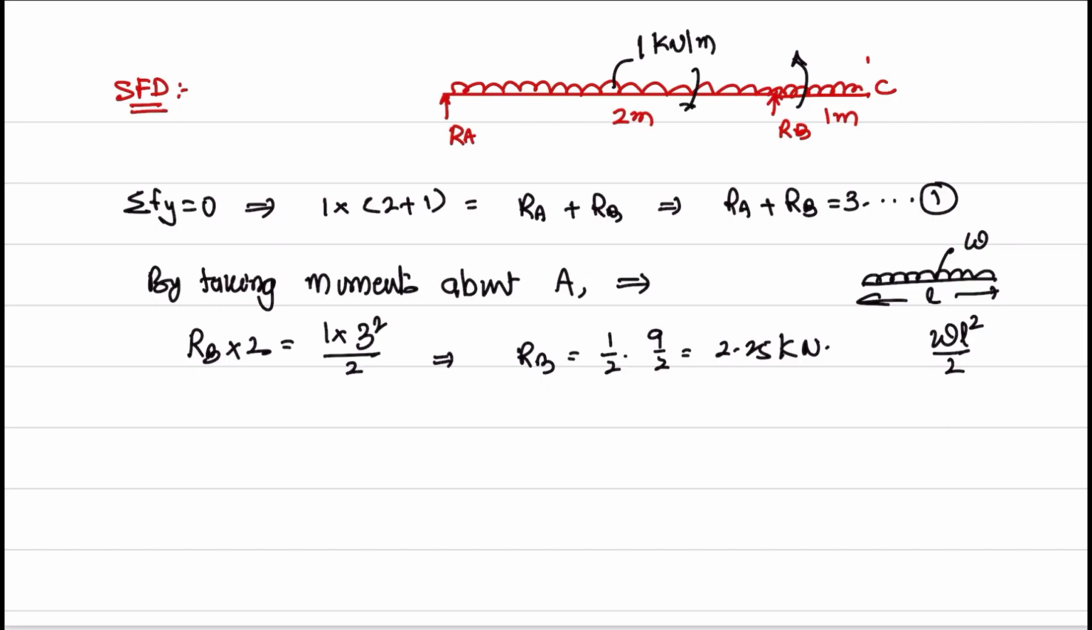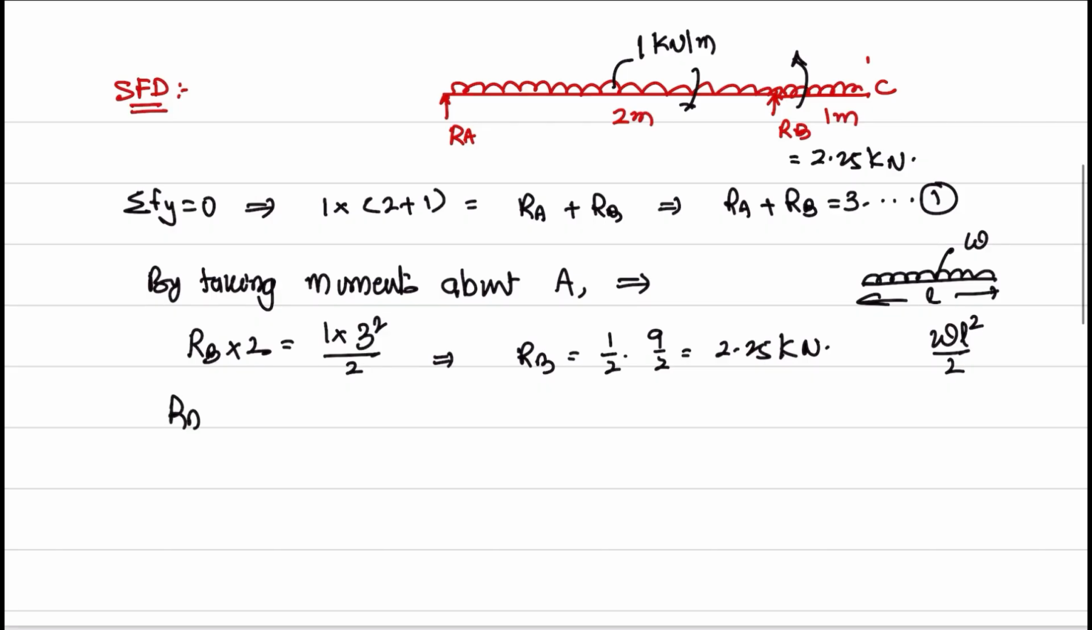This value is positive, hence whatever direction we have assumed for RB is the same. Let us not change it. If the value is negative, we have to change the assumed direction. The reaction force at B is 2.25 kilonewtons upwards, which is the direction we have assumed previously.